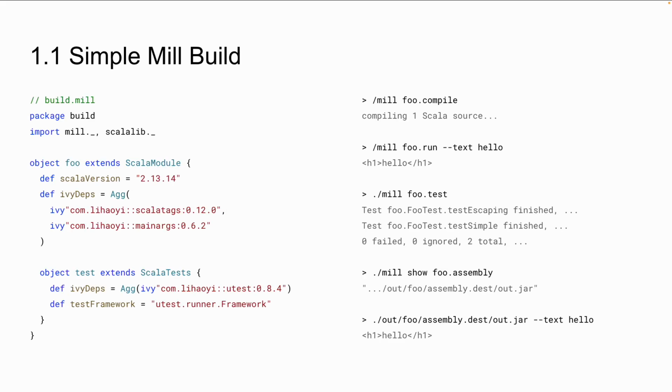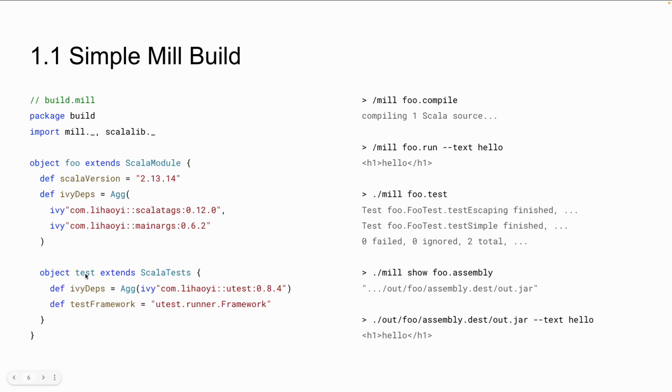So to begin with, a simple Mill build looks something like this. On the left, you have the build.mill file. This is equivalent to build.sbt or build.gradle or pom.xml, and it defines the structure of your project. We have the package import boilerplate. We have an object that extends Module. We have the Scala version, some dependencies, and a standard triple format, similar to what Gradle uses.